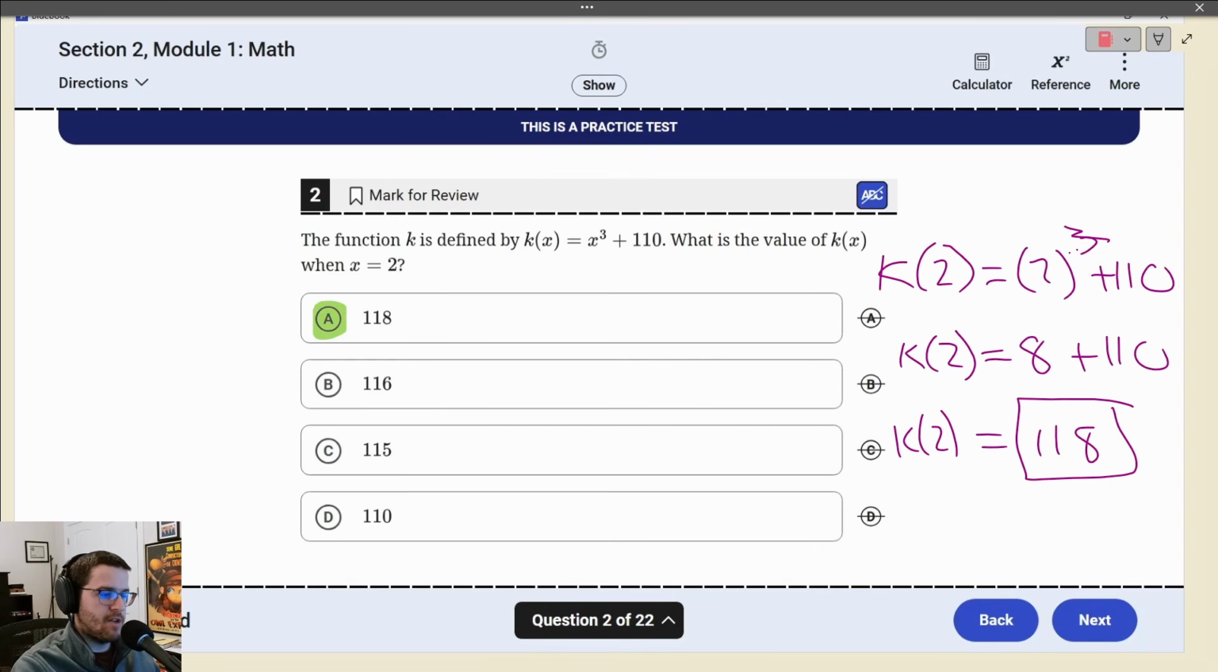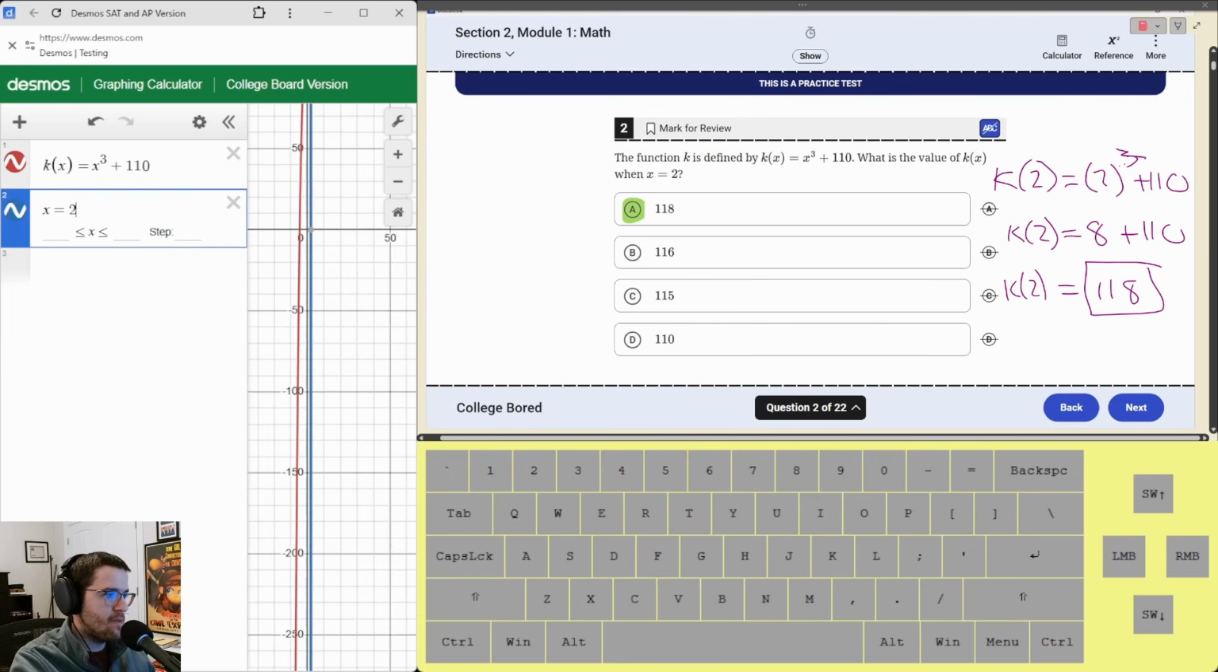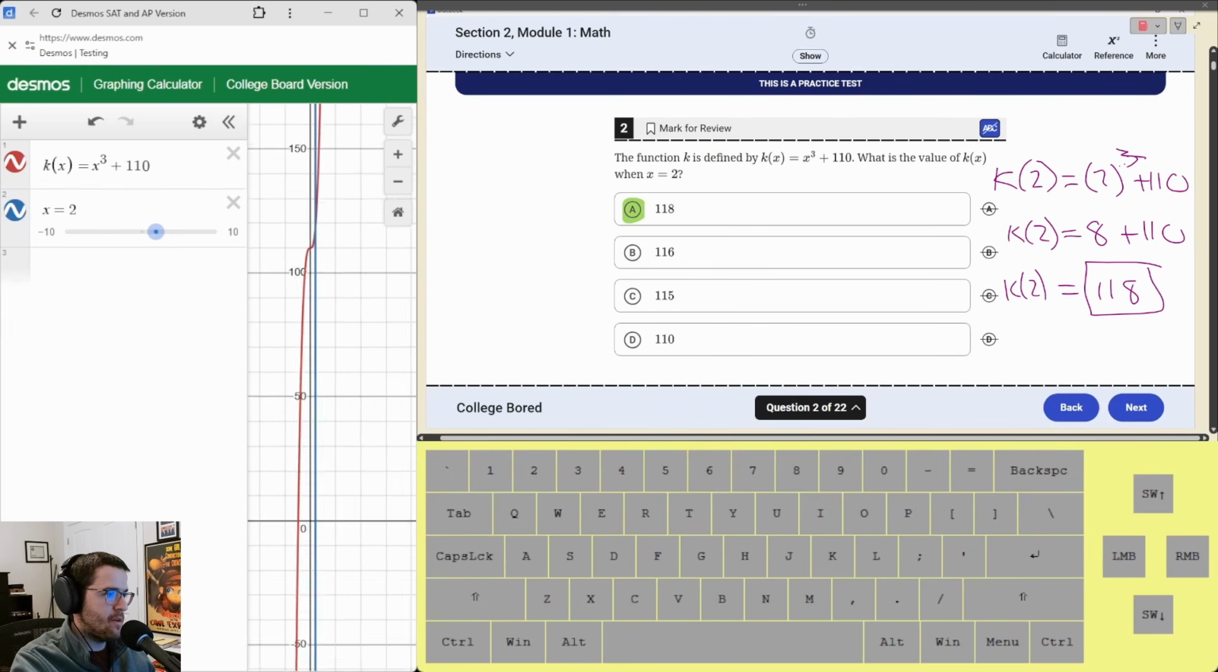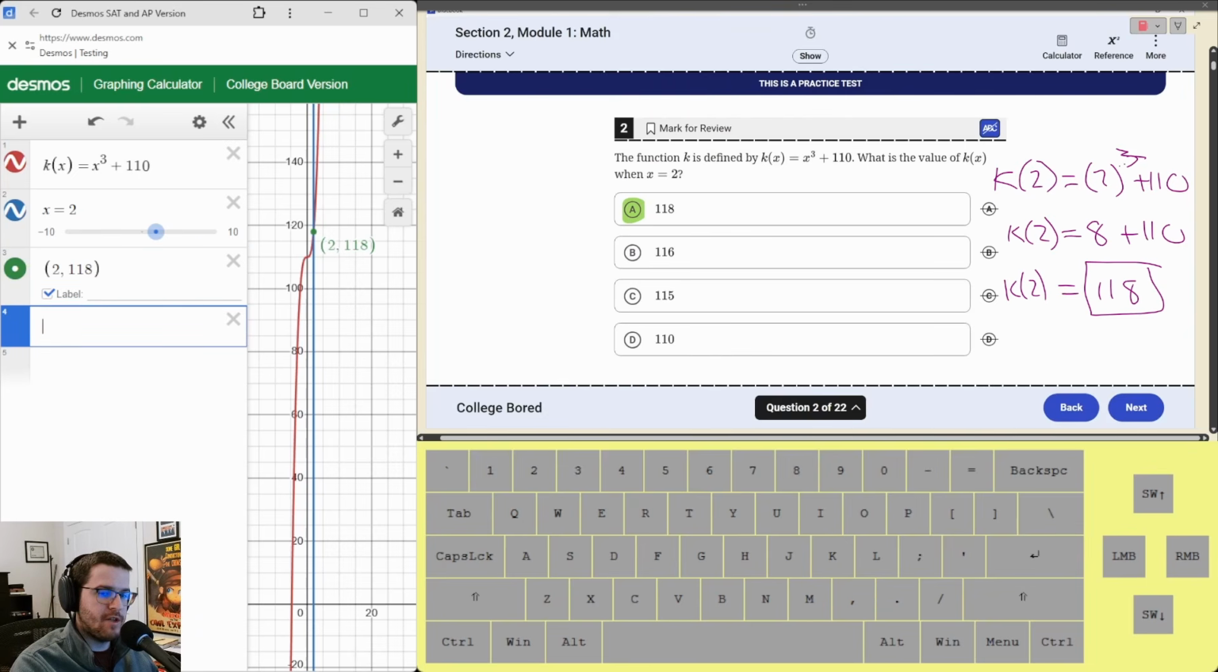We could also do this entirely on Desmos, so let's go do that. Okay, so all I did was type in this function. Now I'm going to literally just type in x equals 2, and I'm going to see where they meet. And I'm going to zoom out so that I can see that a little bit better. And if I just click near it, it should tell me that that happens at a y value of 118, which is what we got. But an even easier way to do this that they didn't include in the question for some reason is to just use function notation. So if you just type in k of 2, you get 118.